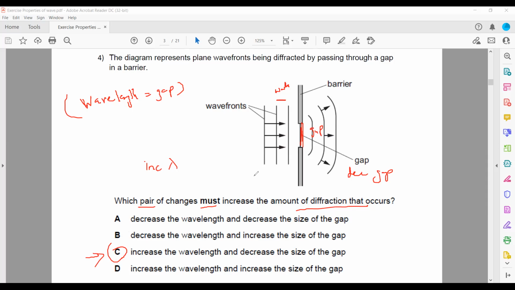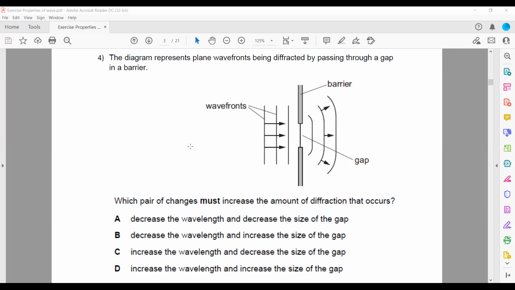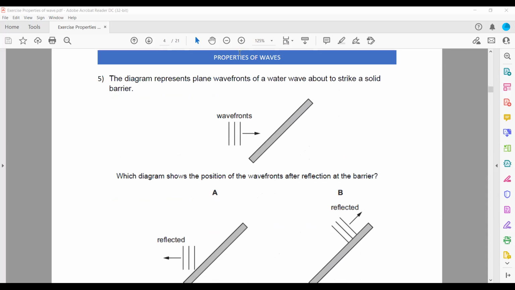Is it a clear discussion? Because in the example here, for a maximum diffraction the wavelength should be equal to gap size, but here the wavelength is smaller and the gap is larger, so we should increase the wavelength and decrease the gap to make it diffracted more.